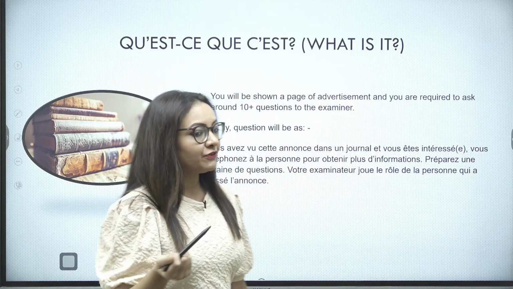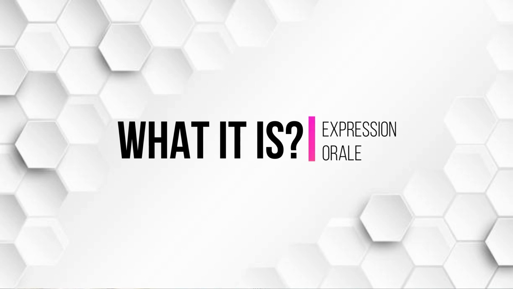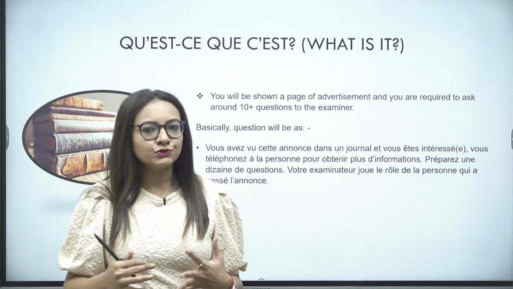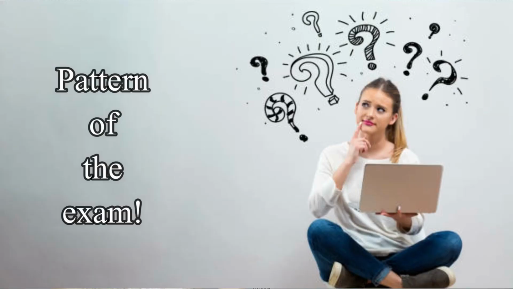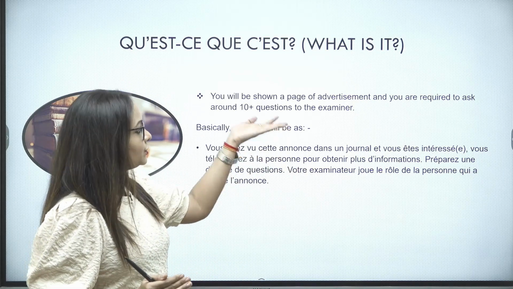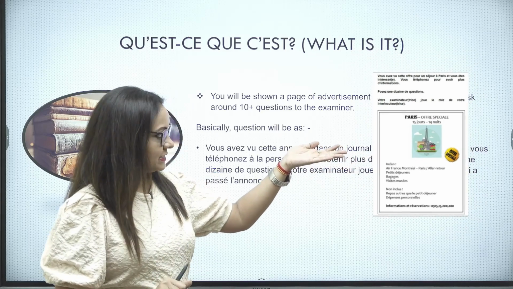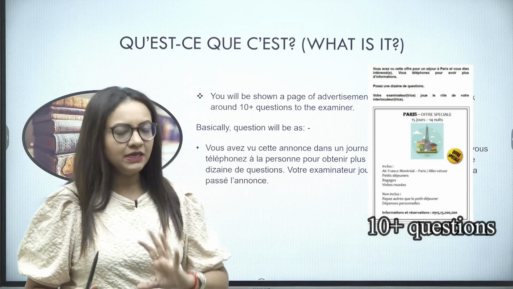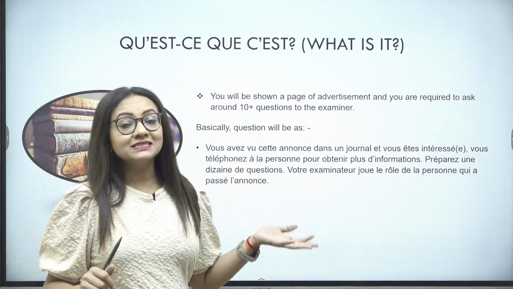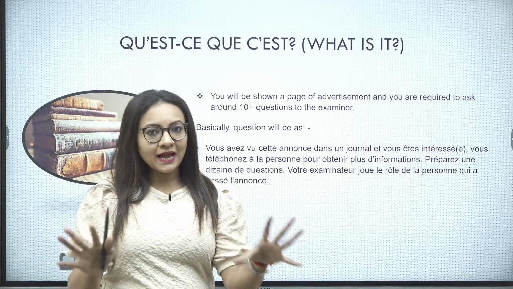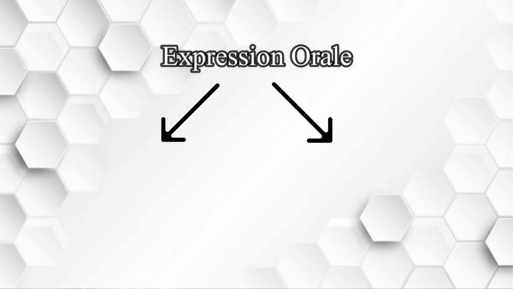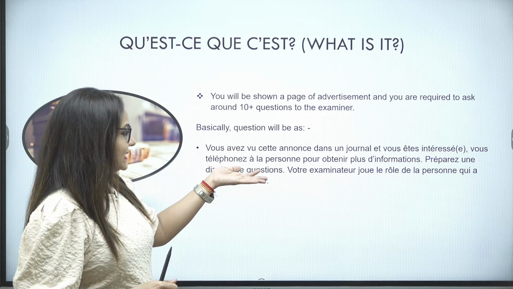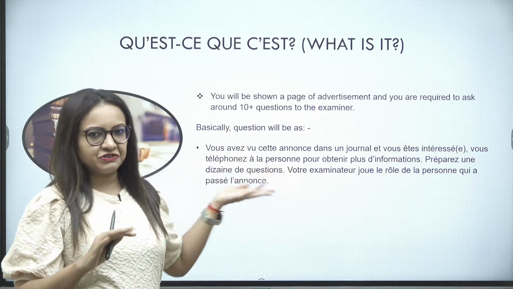So let's start with the first thing first: the Expression Orale, what exactly it is and how it happens. This video is especially for those who are just trying to understand the pattern of the exam. You will be shown a page of an advertisement and you would be required to ask 10, more than 10 I would say, 10 plus questions. Now this is section A. What happens in this Expression Orale exam? You have two sections, section A and section B. Basically you would have the question in this format.